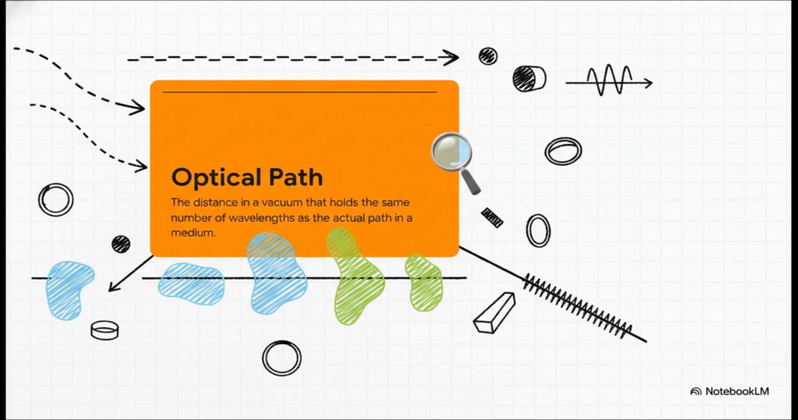Imagine running 100 meters on a smooth, paved track. Easy, right? Now imagine running that same 100 meters through thick sand. The physical distance is the same, but the journey feels a whole lot longer and harder. For light, passing through something like water or glass is like running through sand. The optical path is how we account for that extra effort.